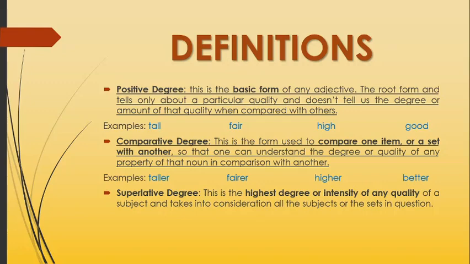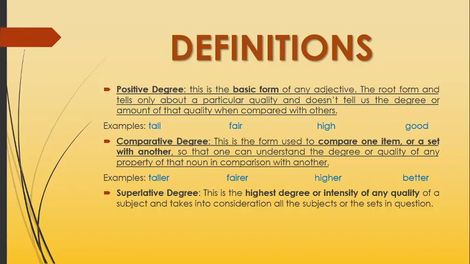For example, taller. So if one is tall, the other one is taller. If one is fair, the other one is fairer. If one is high, then the other one is higher. And if one is good, then the other one is better. So comparative degree compares one item with another. It can be a comparison between two individuals, or it can be a comparison between two different sets. But obviously, there will always be two different entities to compare.